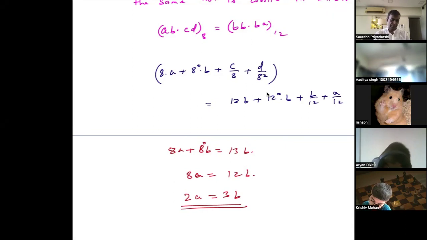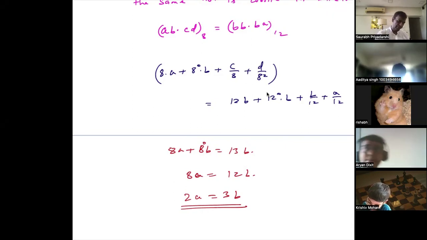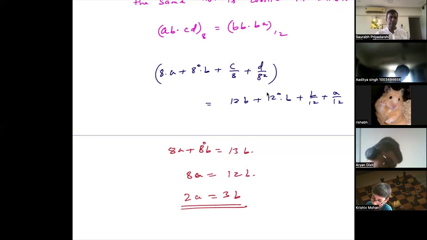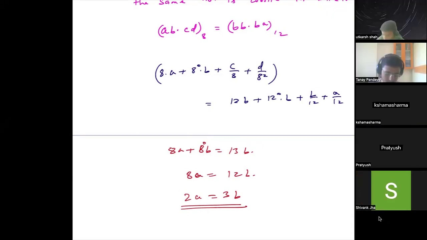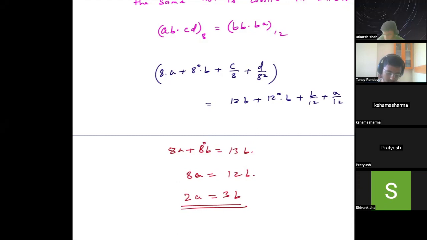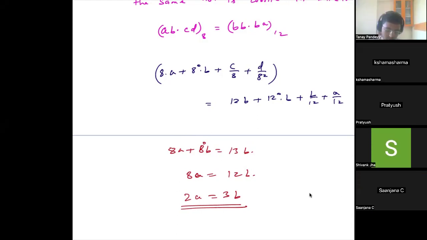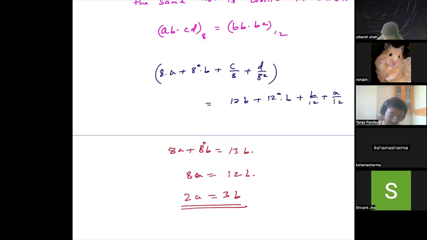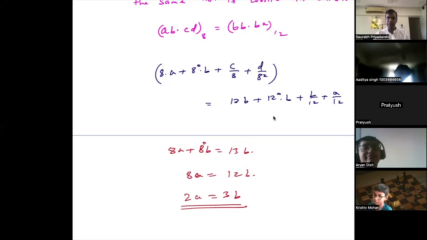Aditya, yes, sir. Done. See, you have to find ABCD, no? Yes. Pratyush, Shivang, is this okay? Yes. Rama, is this okay? Yes, sir. Just find the possible values of AB now, no?